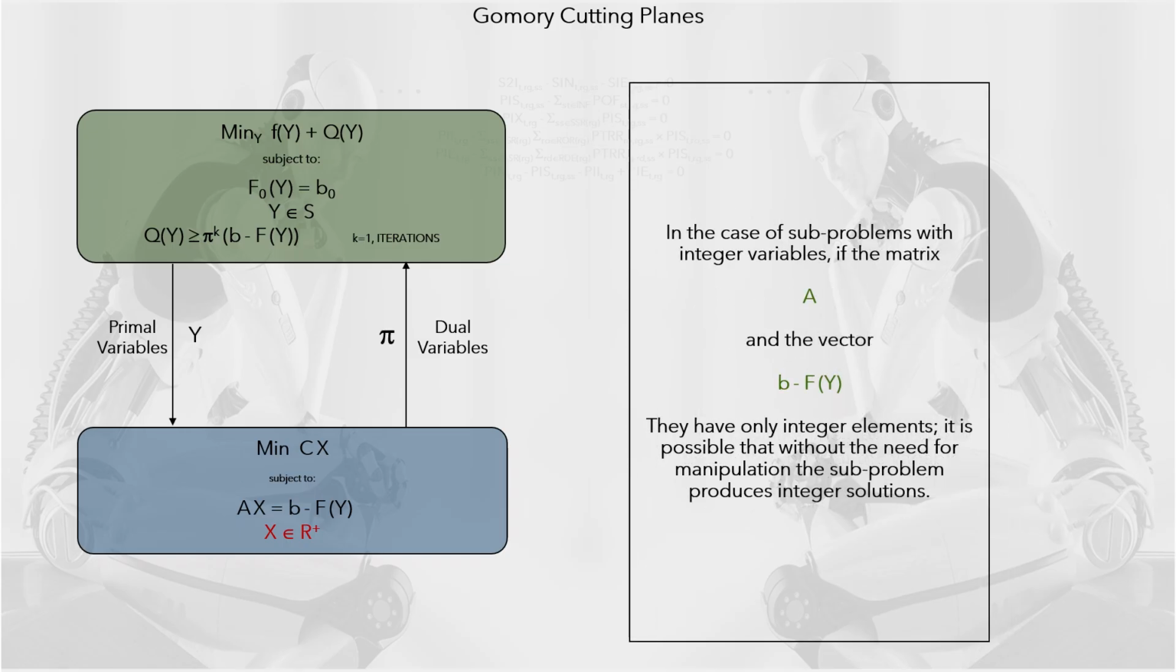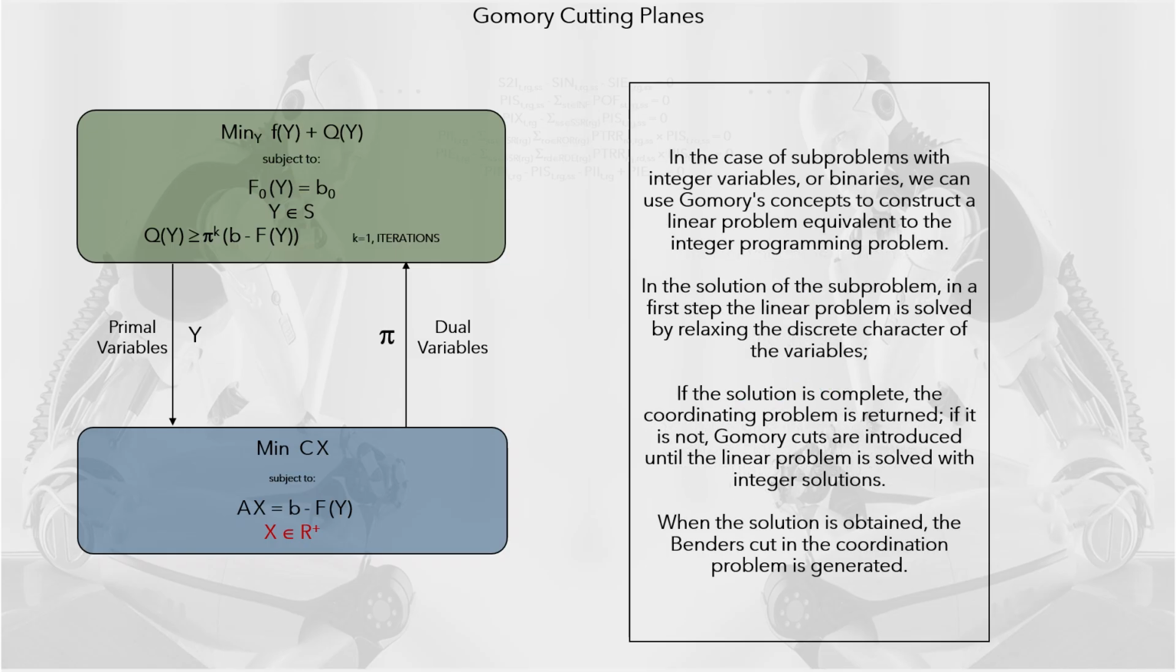In the case of subproblems with integer variables, if the matrix A and the vector b minus f(y) have only integer elements, it is possible that without the need for manipulation the subproblem produces integer solutions. In the case of subproblems with integer or binary variables, we can use Gomory's concepts to construct a linear problem equivalent to the integer programming problem.